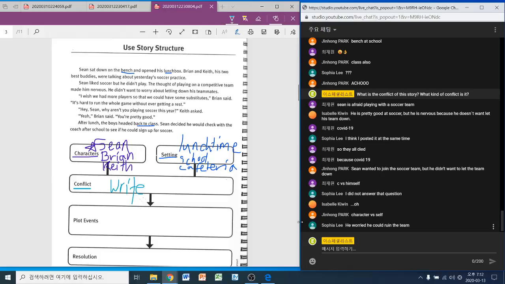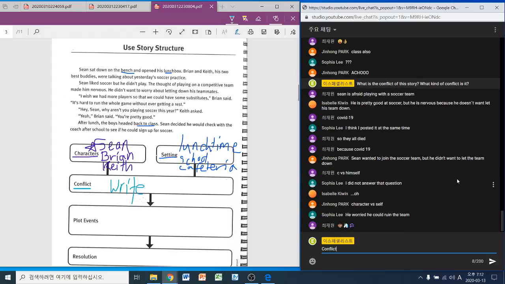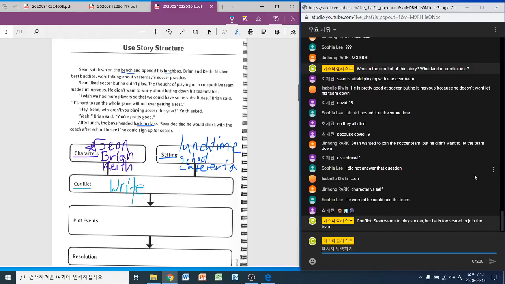Our conflict is that Sean wants to play soccer, but he's scared to join the team, right? Good. Conflict. Here's my example. Sean wants to play soccer, but he is too scared to join the team. Okay. We can be more specific and say he is too scared of letting his team down to join the team. I made it nice and short.